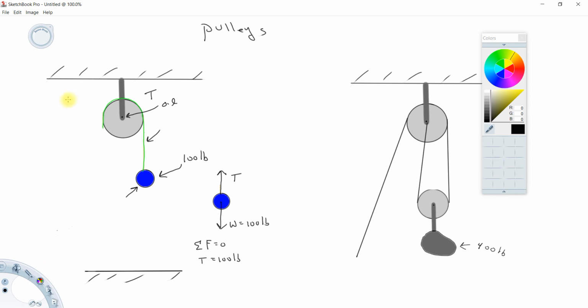A couple more here. If I were to take this rope and connect it to a scale right here, and then connect it to a wall or something like that, ask yourself, what should that read? And the answer is, again, 100 pounds.